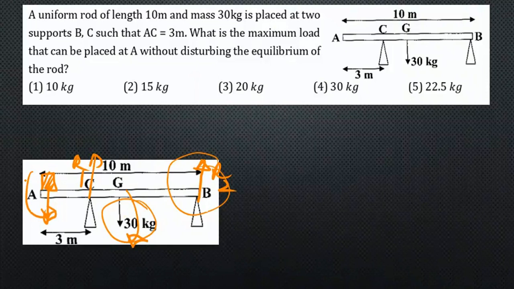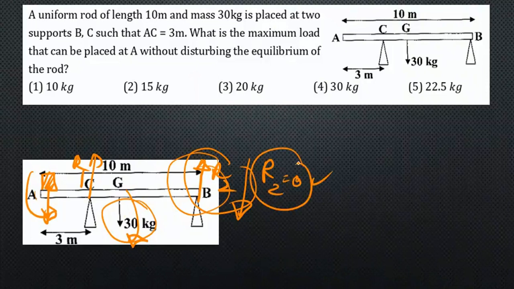When the torque from A is higher, the reaction force R2 becomes smaller, so it can go up to 0. So when we are doing this question, we consider R2 is 0. Right, so let's apply the torque around point C. Anti-clockwise equals clockwise.